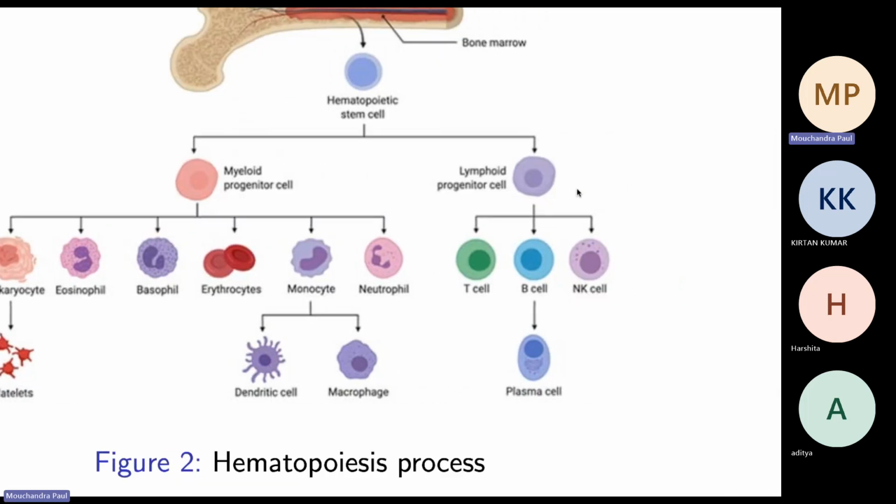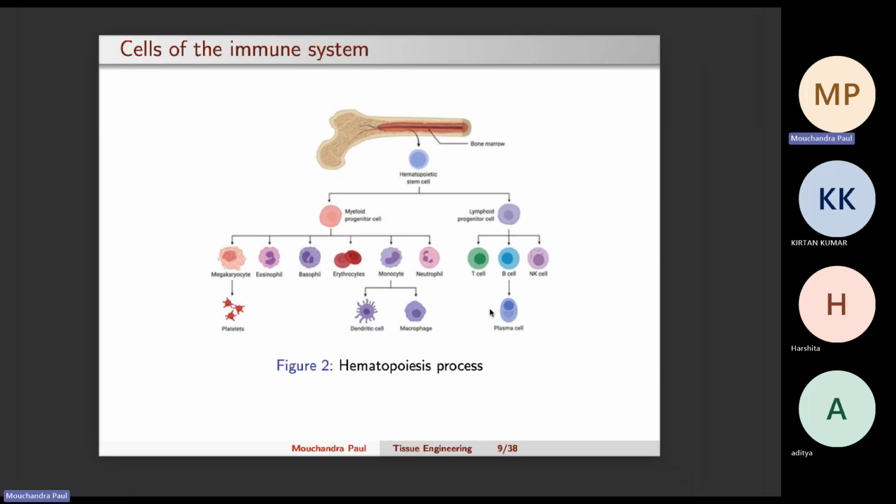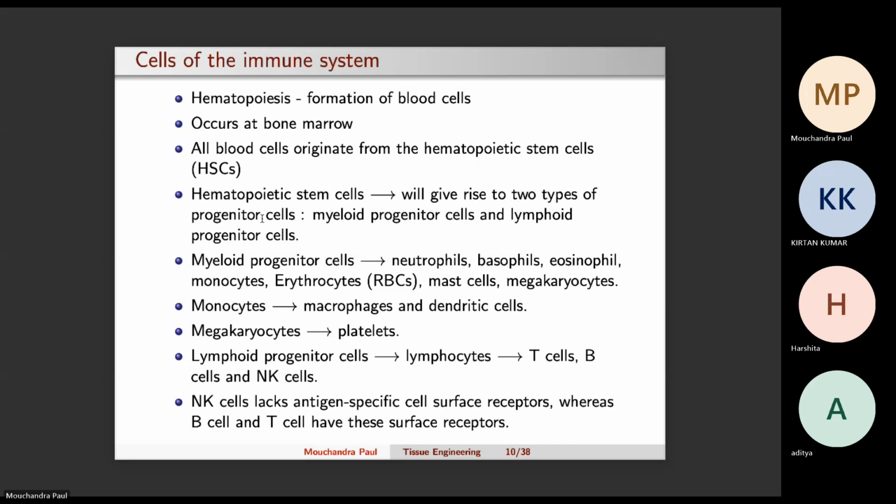And the lymphoid progenitor cell, which was developed from the hematopoietic stem cell, can give rise to another set of cells, which are the T cells, B cells, and the natural killer cells. The B cells then become larger and become plasma cells, and these plasma cells secrete a large amount of antibodies. So this is the hematopoiesis process. Now you know, the same thing is written here: what are the progenitor cells, and what are the differentiated cell types that are developed.